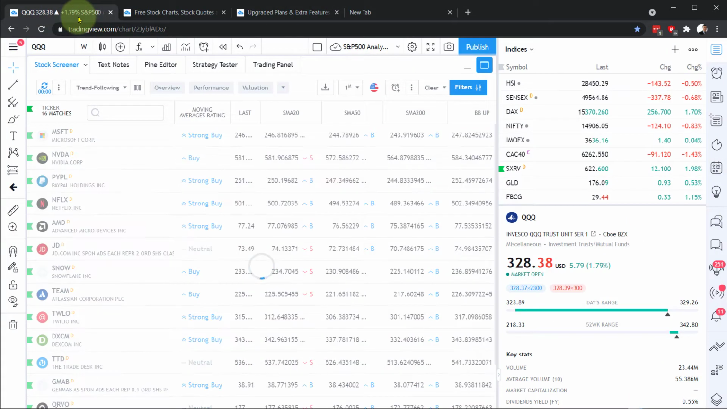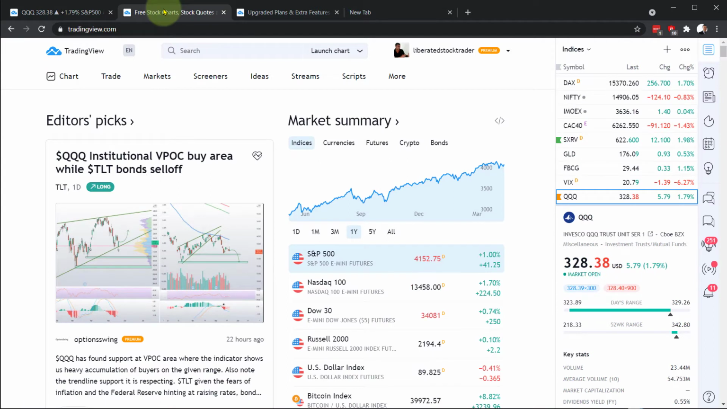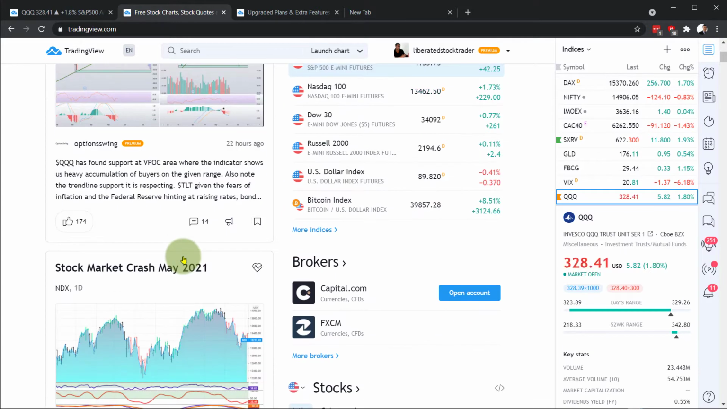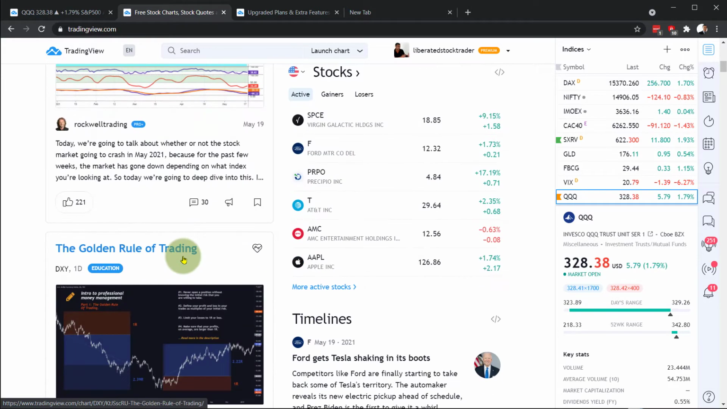So I'm going to jump over here to the opening screen, TradingView.com, and here we see editor's picks. So instantly we start to see the social aspect of TradingView. We can see here the editors choose various posts that they believe from the community are valuable, and they can be educational posts or they can be market update and deep dive analysis posts here.